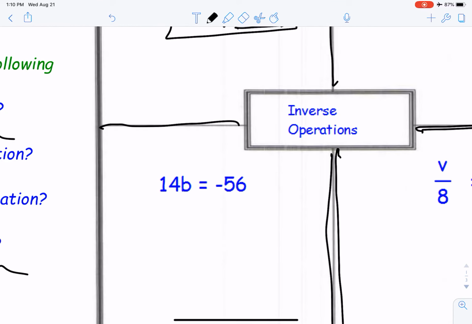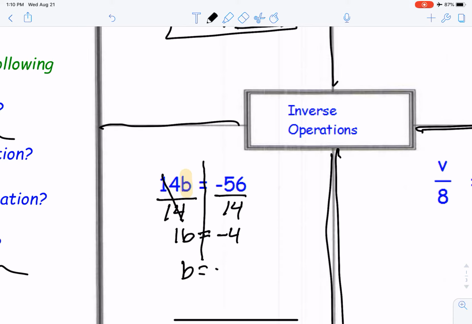Okay, next one. I have 14 times b equals negative 56. Okay, this is multiplication, and we need to know that's important. So my goal is to get b by itself. To get b by itself, the undoing of multiplying by 14 would be to divide by 14. 14 divided by 14 is 1. So I have 1b equals negative 56 divided by 14 is negative 4. And you can leave your answer as 1b if you would like, or just b equals negative 4. They're both correct, just this one is more proper because we don't really put the 1 in front of the b because there's only one of them.